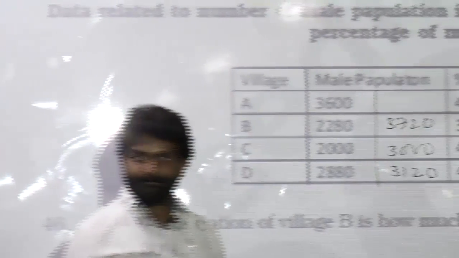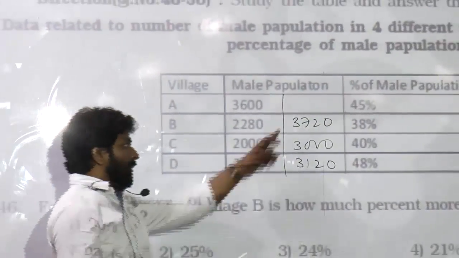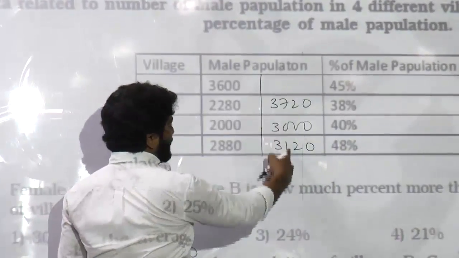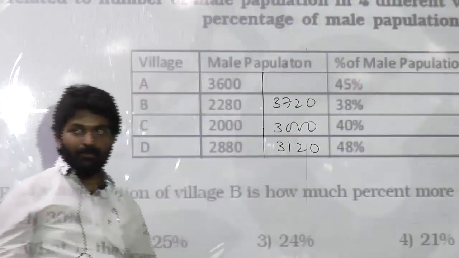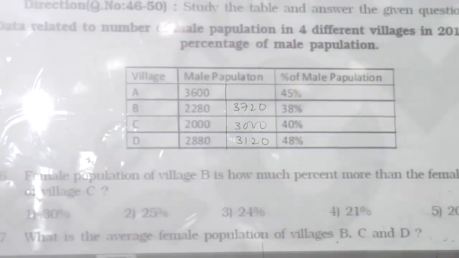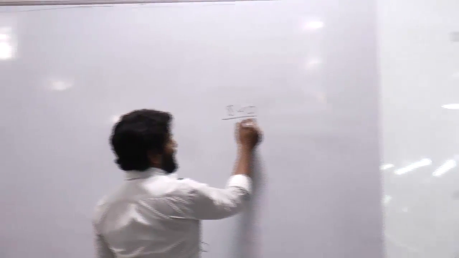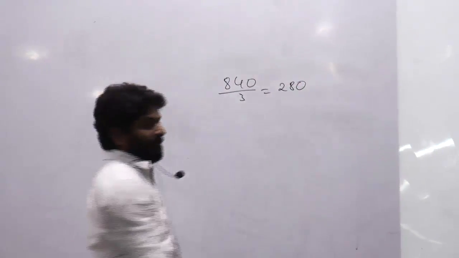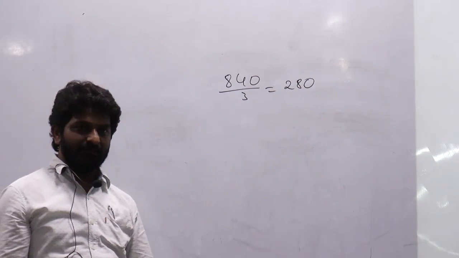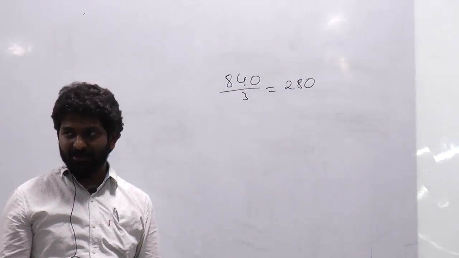3,120. Clear? All are 3,000s. This is 720 more, this is 120 more. Total 840. Now you need to adjust 840 among 3 schools, 3 villages. So that will be 840 divided by 3. So each gets 280. After making every number 3,000, still you have 280. So answer 3,280 average.